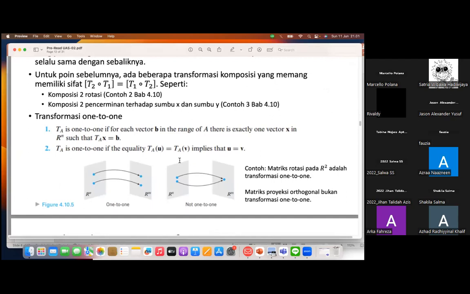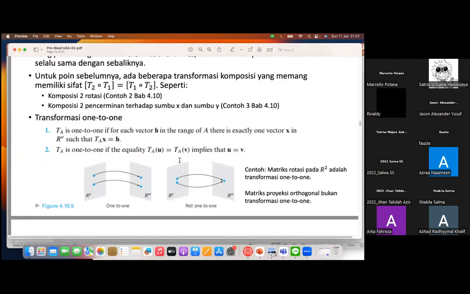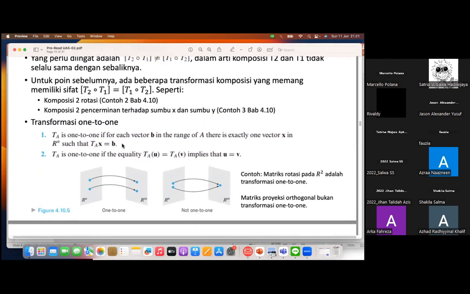The next one is one-to-one transformation. Basically, for a one-to-one transformation, one transformation only has one solution.